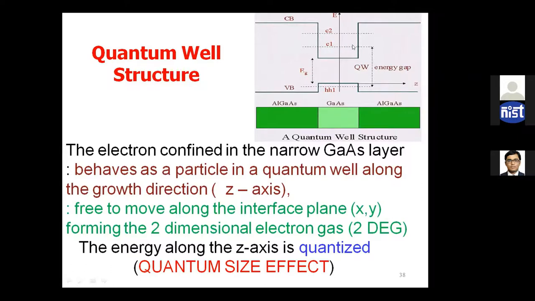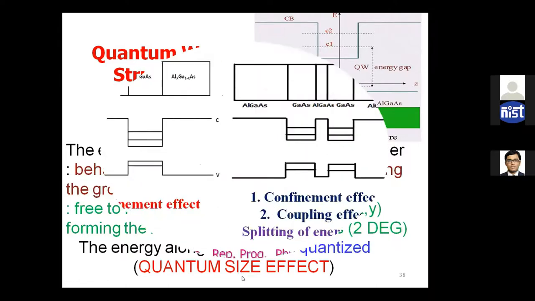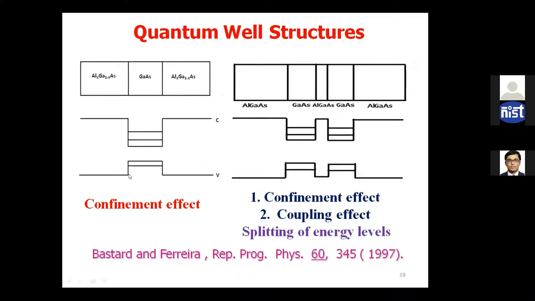That means this direction will be confined and it can move only along the xy direction. So the behavior of the electron present in this well is like a gas particle. So this one is called two-dimensional electron gas. And due to this confinement effect, the electron energy will be discretized. So this is the quantum size effect. So you can see it's a single quantum well, with discretization of energy due to quantum confinement effect.